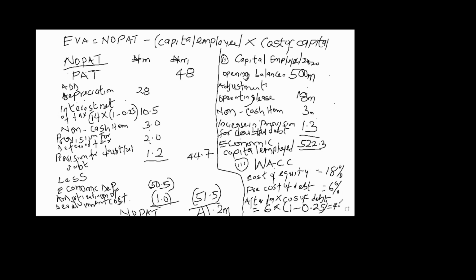4.5%. Please, when computing your WACC, you must use after-tax cost of debt, except the examiner says there is no tax. Is that clear, please? 4.5%. Okay, we can save this and move to the next page.